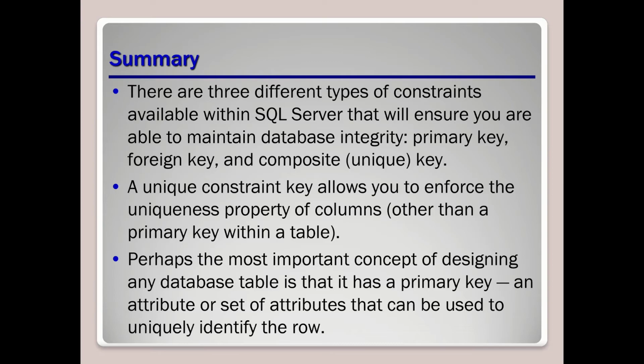There are three different types of constraints available within SQL Server that will ensure you are able to maintain database integrity: primary key, foreign key, and composite unique key. A unique constraint allows you to enforce the uniqueness property of columns other than a primary key within the table. Perhaps the most important concept of designing any database table is that it has a primary key, an attribute or set of attributes that can be used to uniquely identify the row.